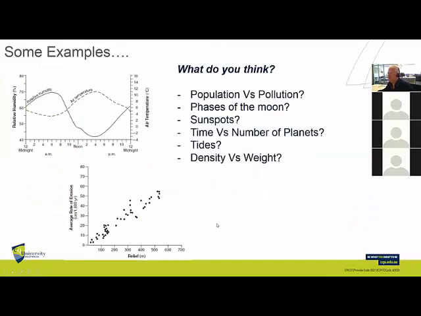Some more examples. We can see here humidity versus temperature. It's a predictable curve. Here, for instance, we've got a nice linear one between erosion and soil relief, okay, as we can see there. And some others that we've listed here probably are density versus weight. Density is a really interesting one.